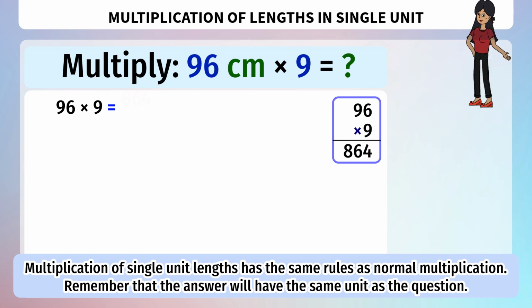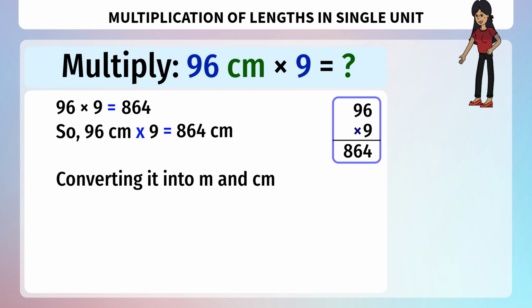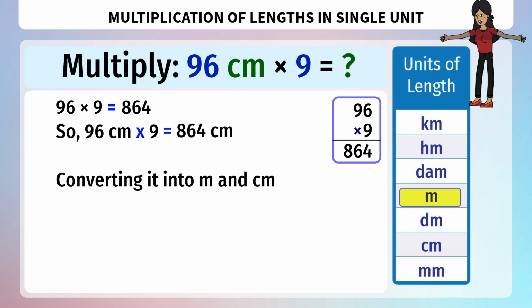To multiply, first do the multiplication 96 into 9. Results in 864. So 96 centimeters into 9 is 864 centimeters.